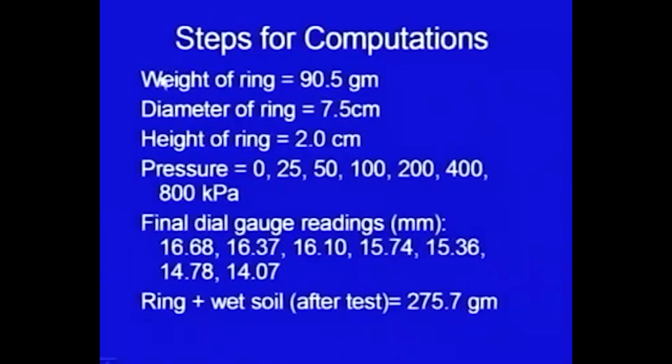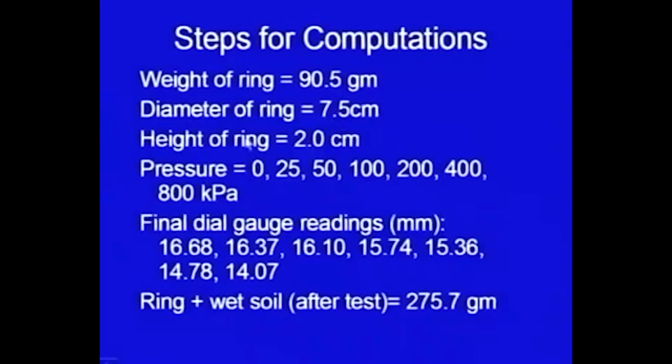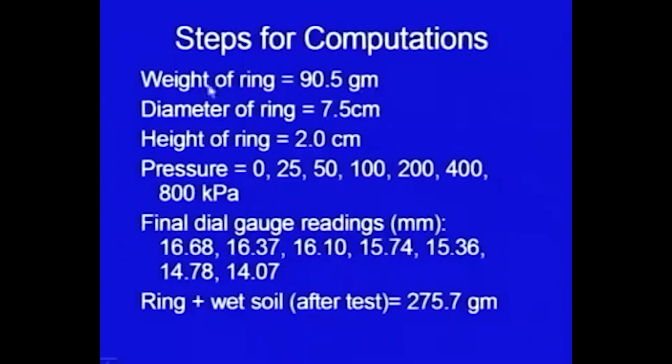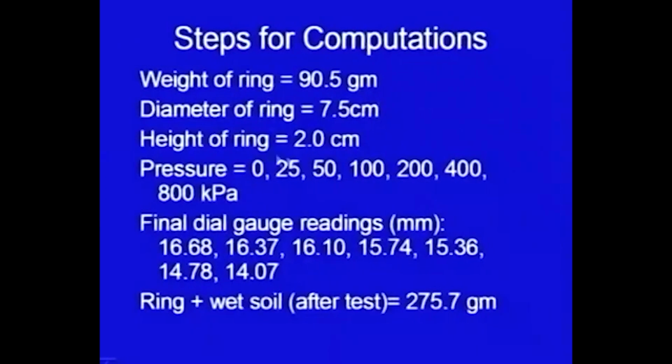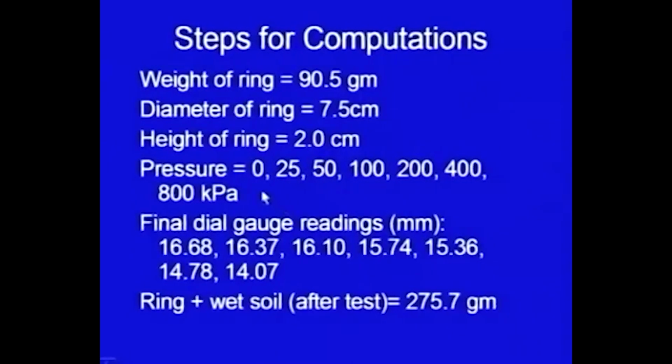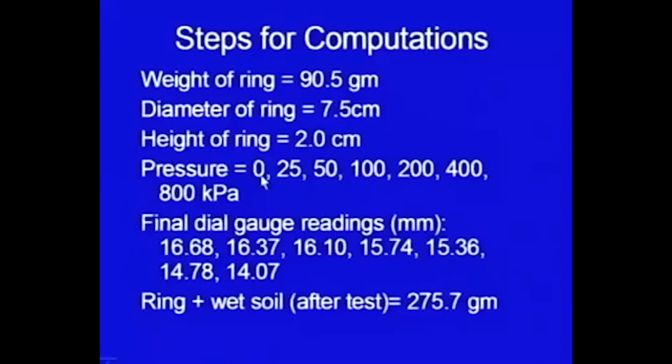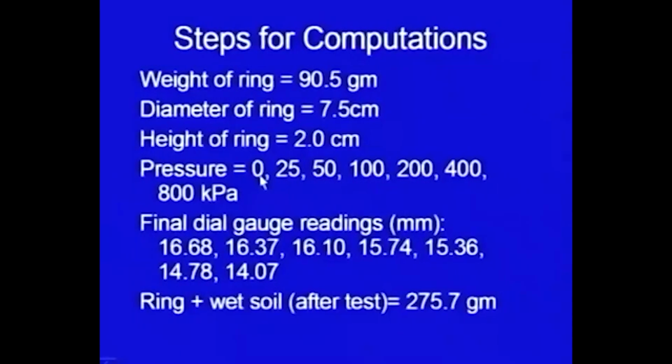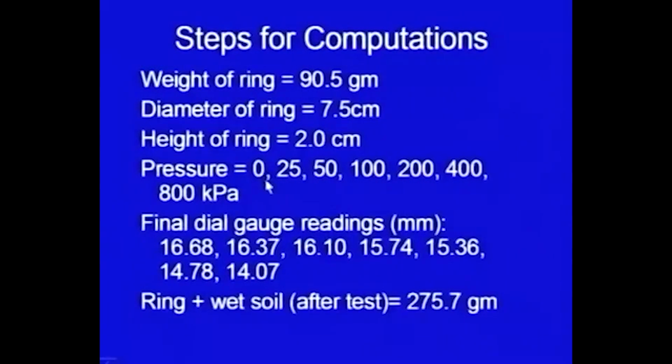Suppose we have conducted a test. These are the initial readings which we take. Weight of the ring, suppose it is 90.5 grams, then diameter of the ring, height of the ring. So, these dimensions are available. I can find out the area of the ring and I can find out the volume also. When I do the consolidation test, these are the different vertical pressure values which have been applied.